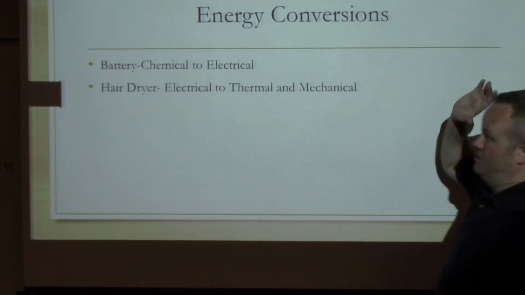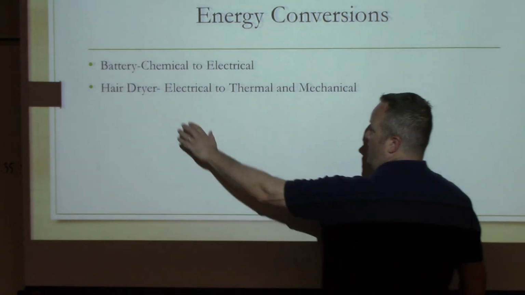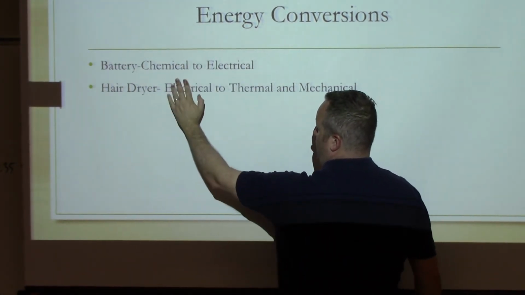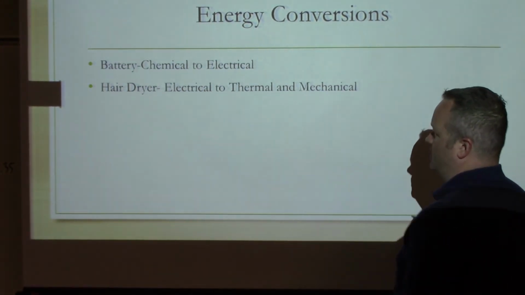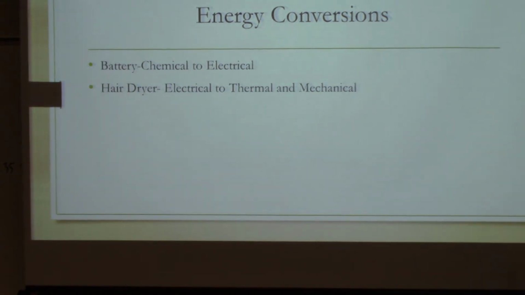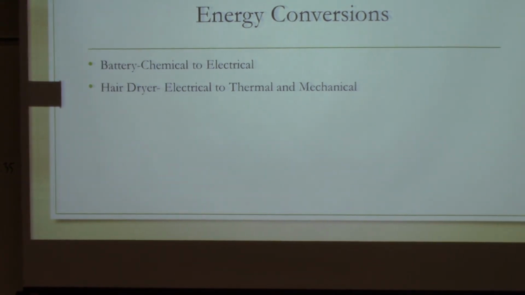Just understand some energy conversions here. A battery is going to be chemical to electrical. Hairdryer is electrical to thermal and mechanical. Okay? So energy conversions that take place in household appliances. You have energy conversions taking place in your cell phone. Just understand that when you change from one form to another, you do lose some of those joules of energy.